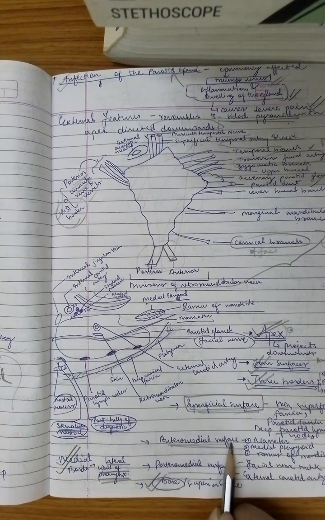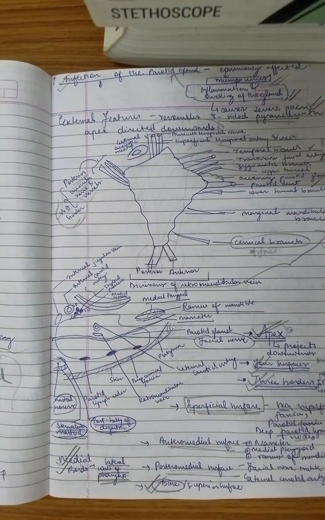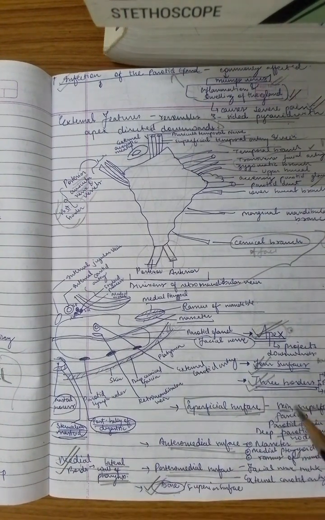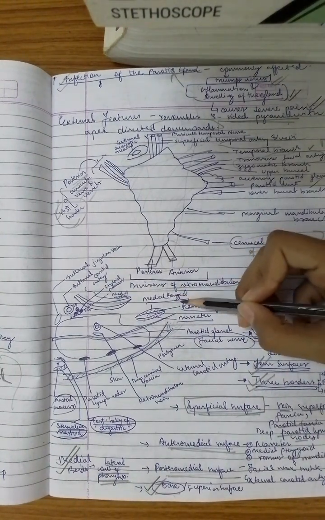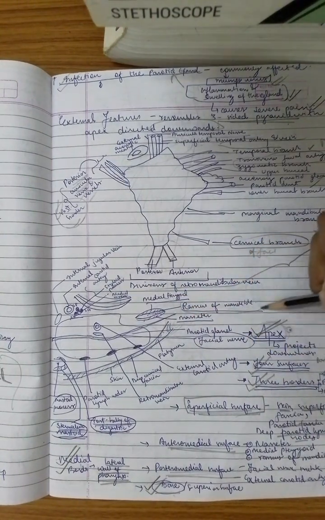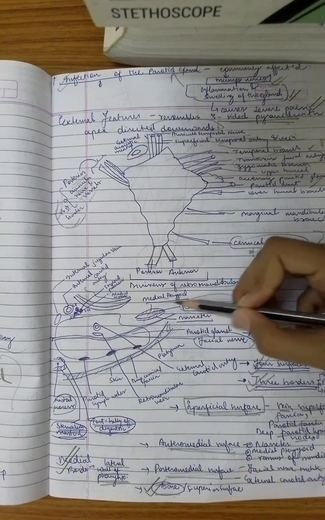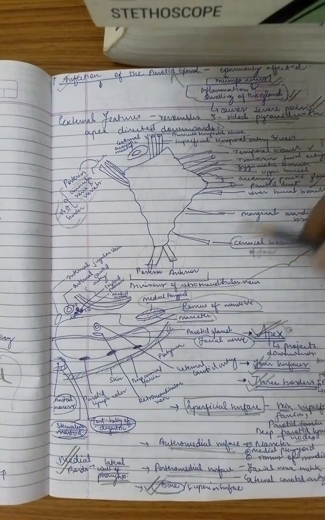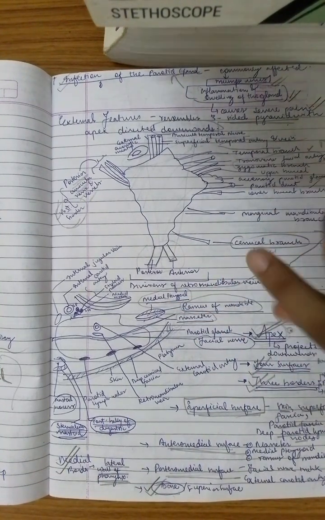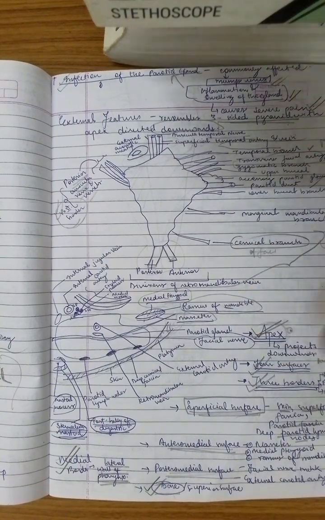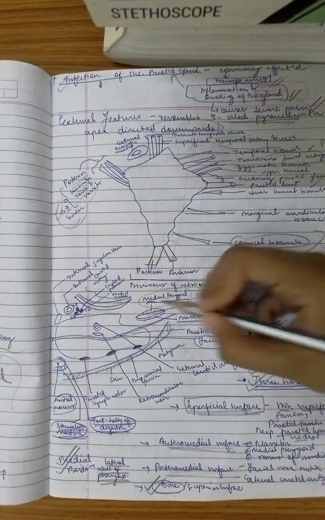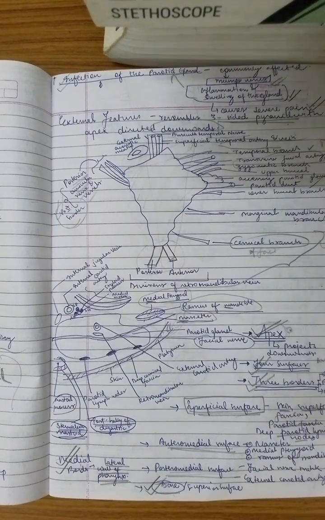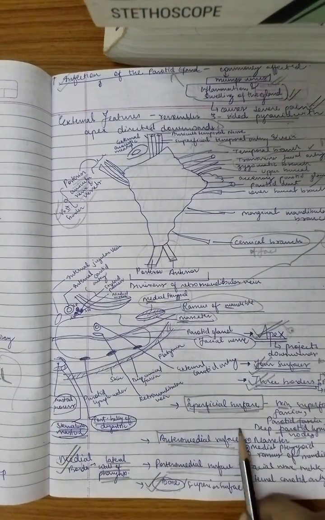Then comes the anteromedial and posteromedial surface. Now the anteromedial surface, here, this is the anteromedial surface. This consists of the ramus of the mandible, and to this are attached the medial pterygoid and masseter. What? Medial pterygoid and masseter. Ramus of mandible, M for mandible. 2 muscles, M for masseter, and M for medial pterygoid. Okay, that is the anteromedial surface.